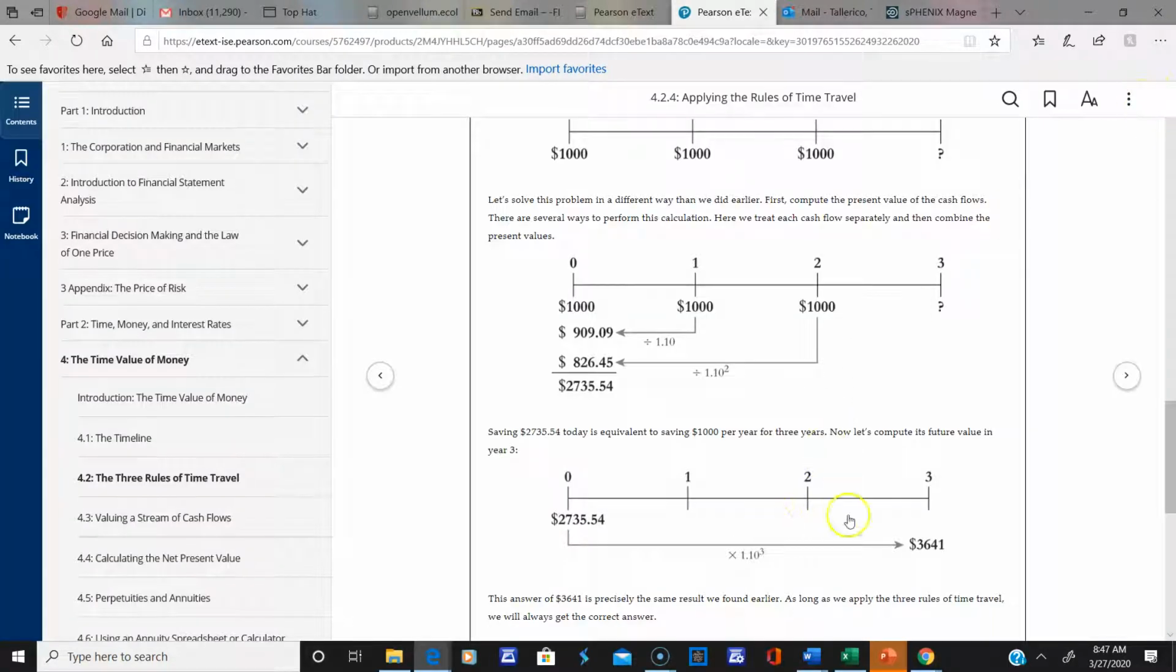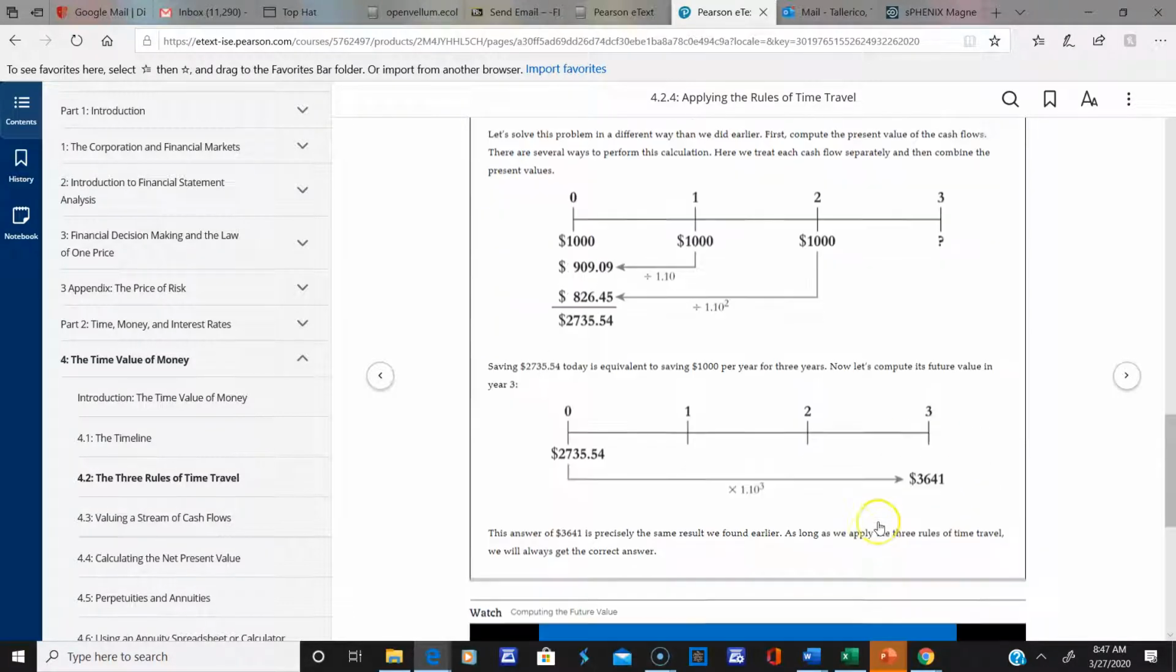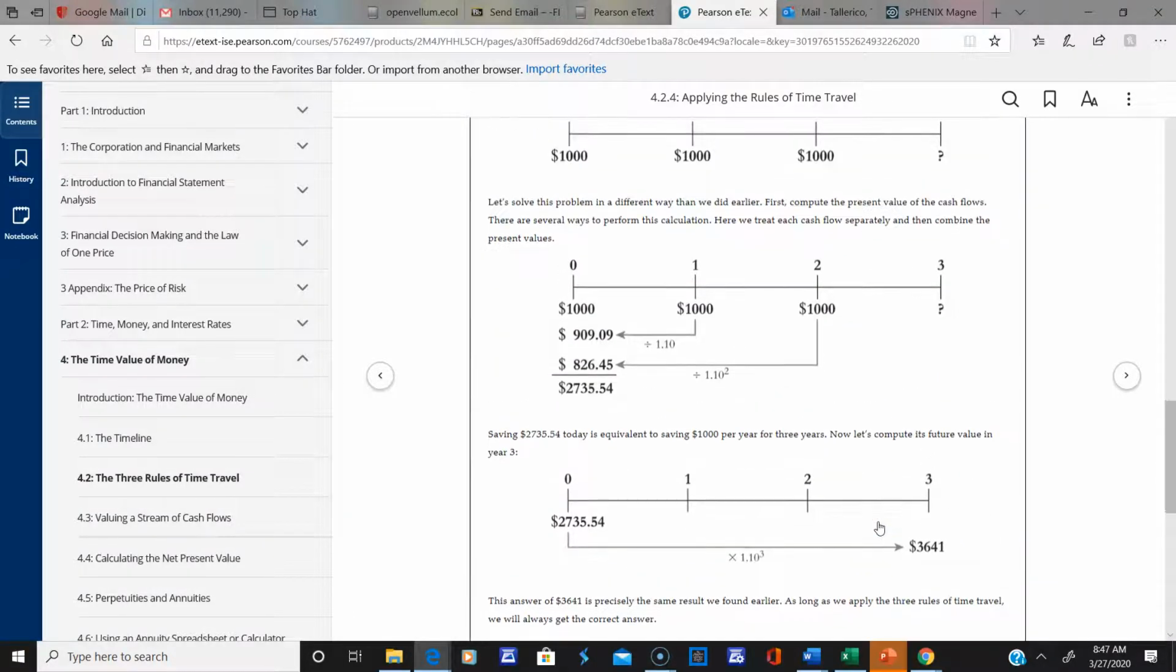And then we go 3 years into the future, and for the third way, we get the same answer, okay? We have to do a couple of extra steps in Excel here because we have a bunch of present values. So anyway, that's all you have to do for that.